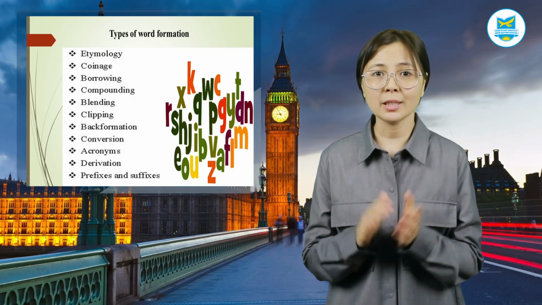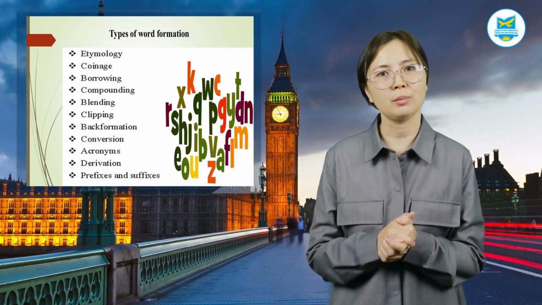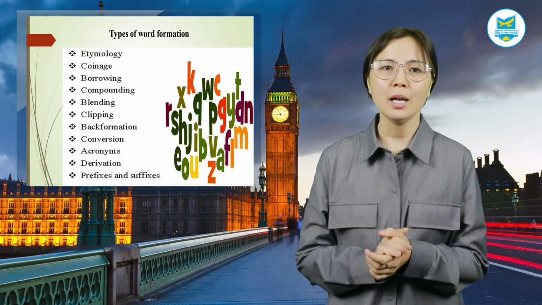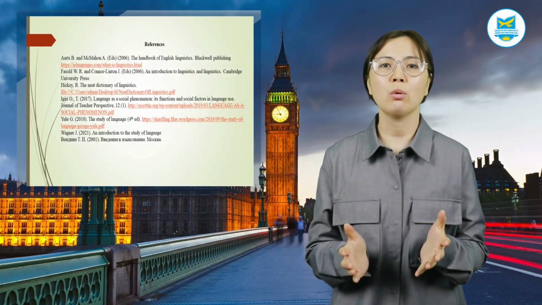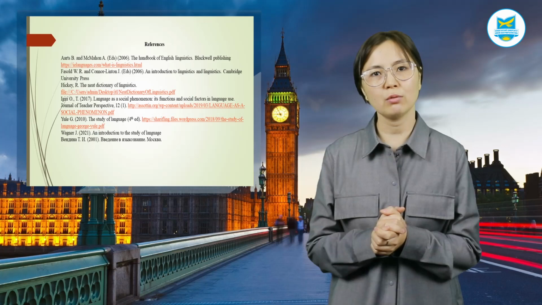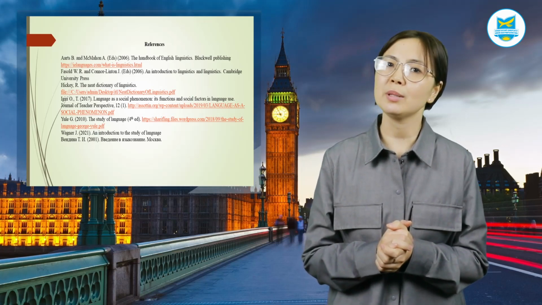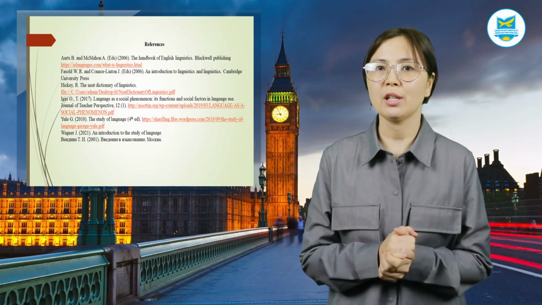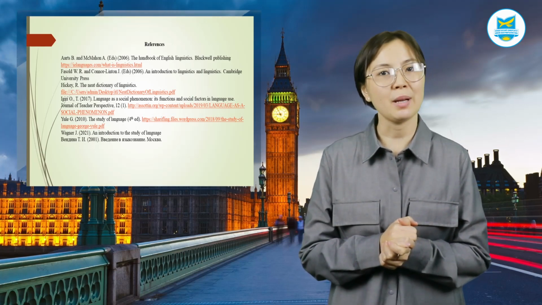Clipping. The element of reduction that is noticeable in blending is even more apparent in the process described as clipping. This occurs when a word of more than one syllable is reduced to a shorter form, usually beginning in casual speech.